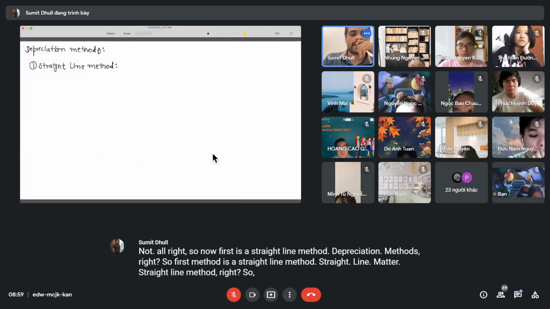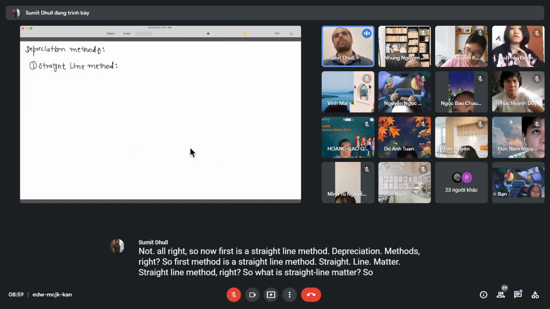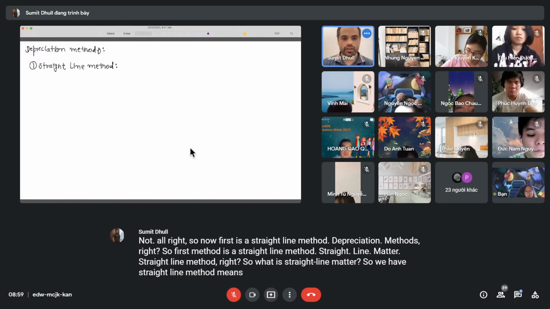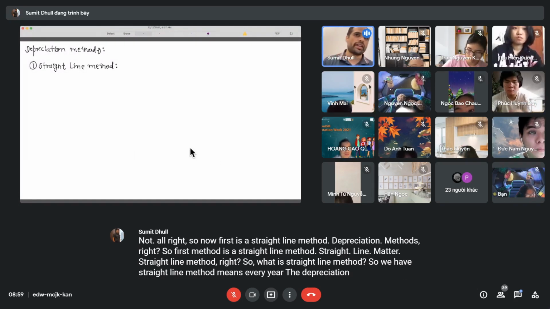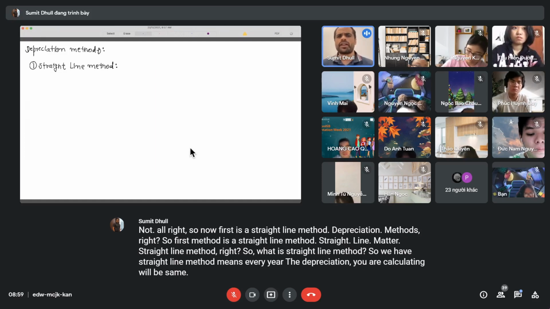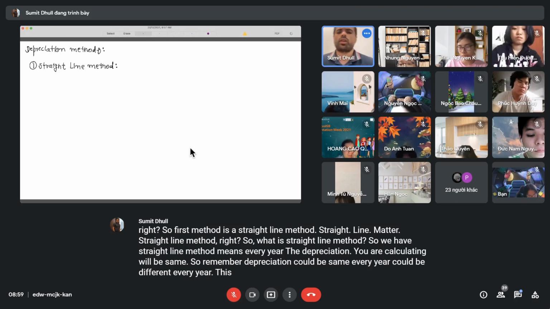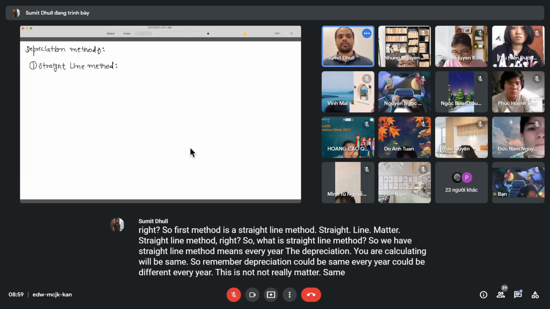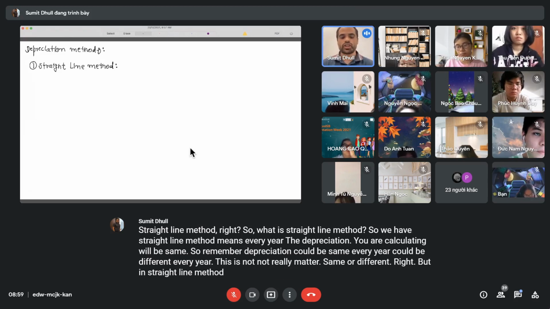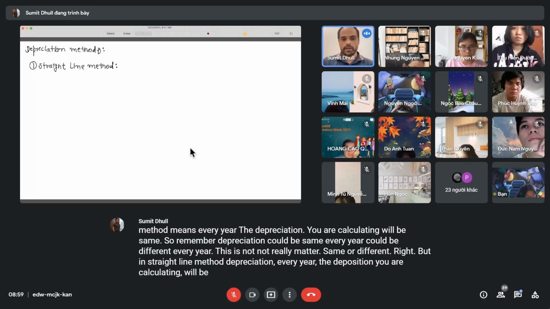So what is the straight line method? Straight line method means every year the depreciation you are calculating will be the same. Remember, depreciation could be the same every year or different every year. That does not really matter. But in the straight line method, the depreciation you calculate every year will be the same. That's why it is straight line.